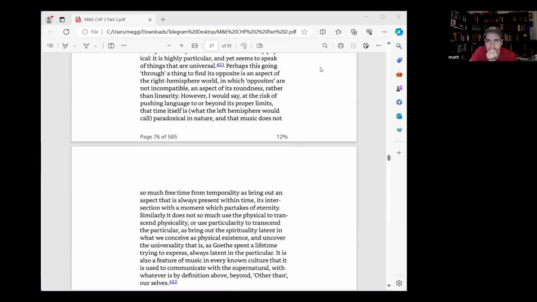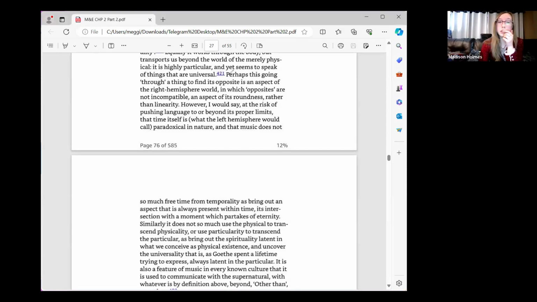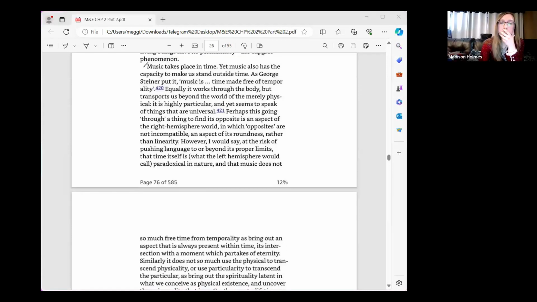I have a question. When it says perhaps this going through a thing to find its opposite is an aspect of the right hemisphere world, what does that mean? What did he say before that? What's the sentence prior to that? Okay, this is the thing in question.